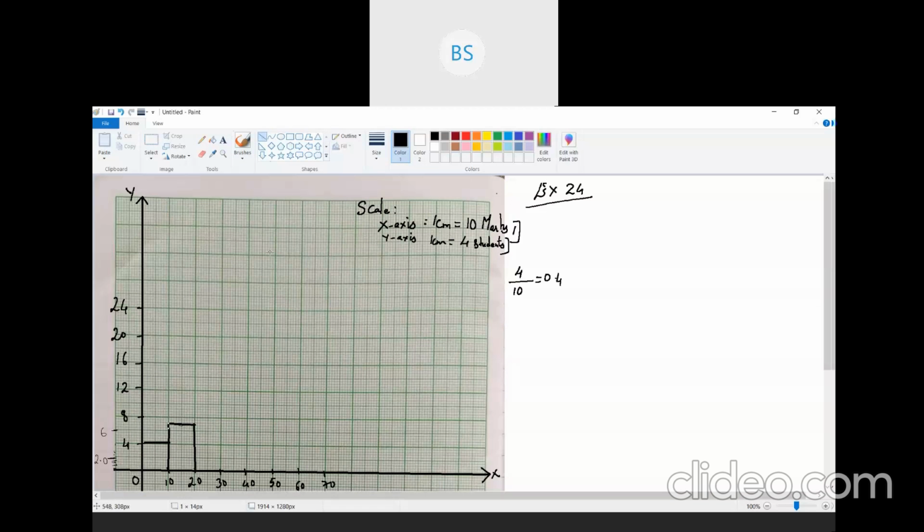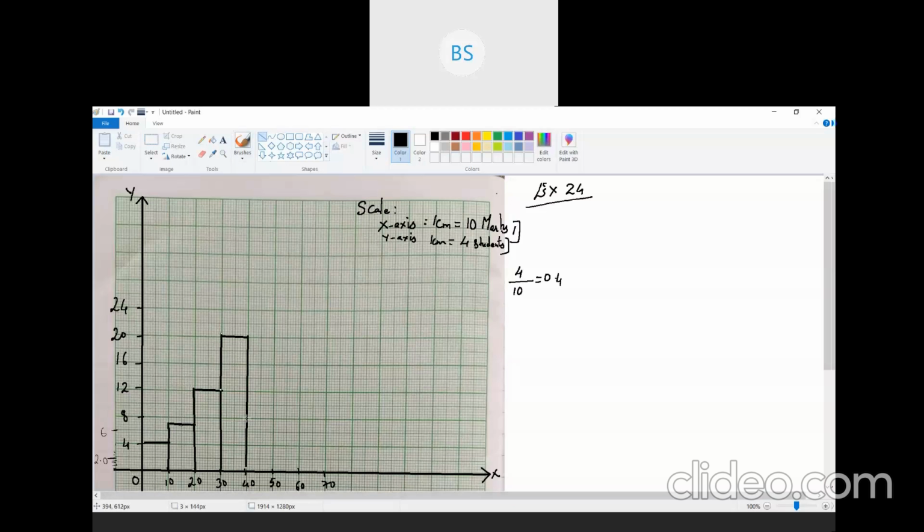This will be 10 to 20. Then we have 20 to 30, that is 12. So 20 to 30 is 12. This will be 12. 30 to 40 is 20. This will be 20. Then we have 40 to 50, that is 9.